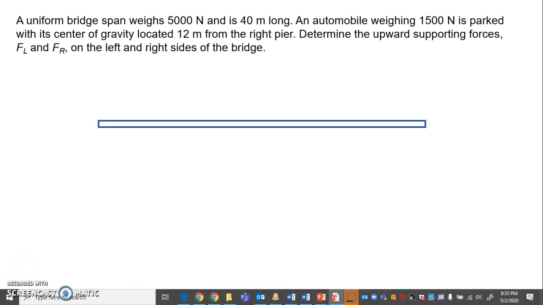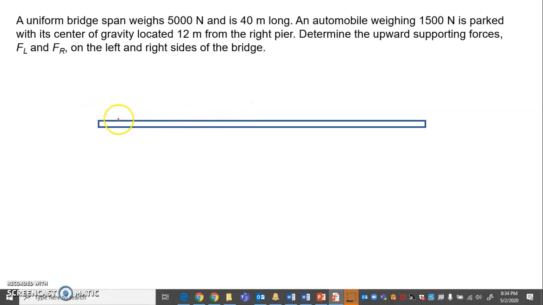Okay, in this example, we have a bridge that weighs 5,000 newtons and is 40 meters long. There's a car on the bridge, and its center of gravity is located 12 meters from the right pier. So there are upward forces, FL and FR, on the left and right sides of the bridge. So let's go ahead and draw these in.